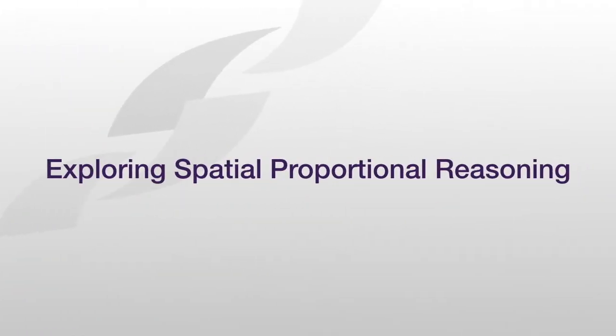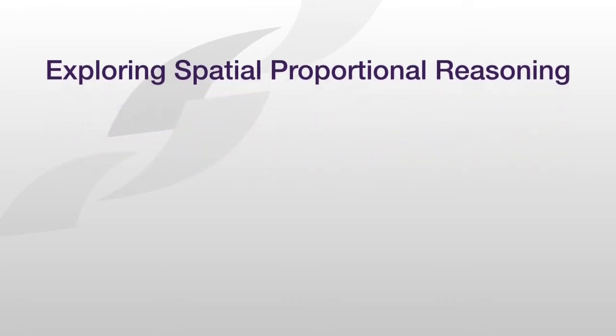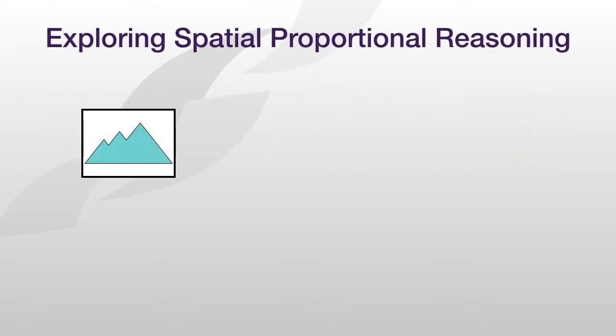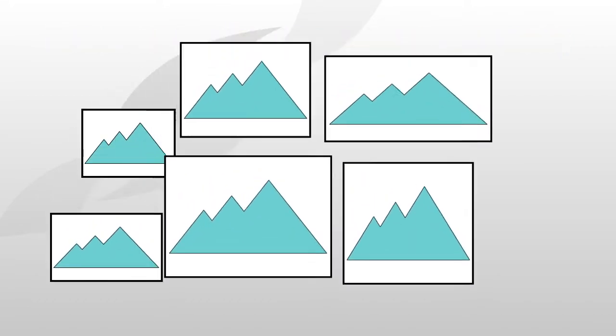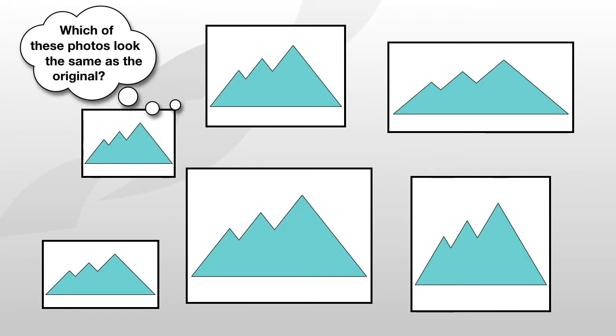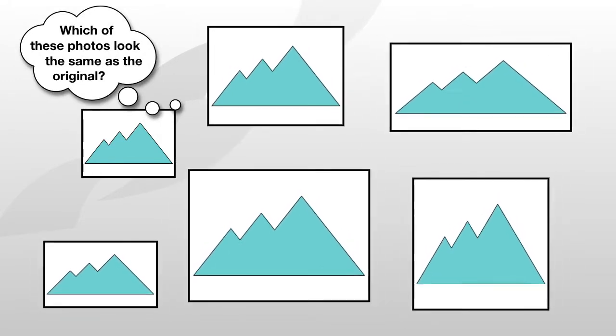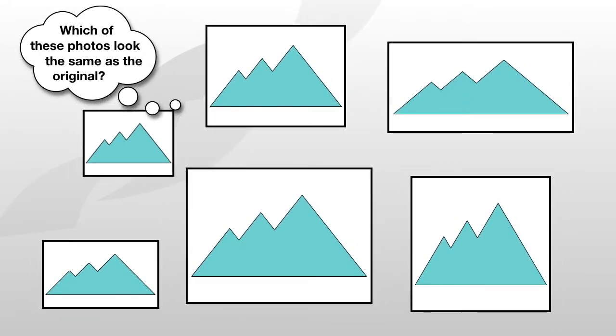We'll begin by exploring a problem to deepen your understanding of proportionality. Consider this image. Suppose it represents a photo that you wish to have enlarged. Which of these photos look the same as the original? Labeling the photos will make it easier for us to talk about them. Don't worry about making an incorrect choice. You'll have an opportunity to revise your thinking later on.